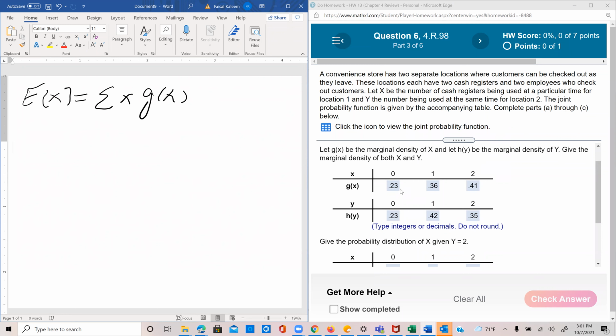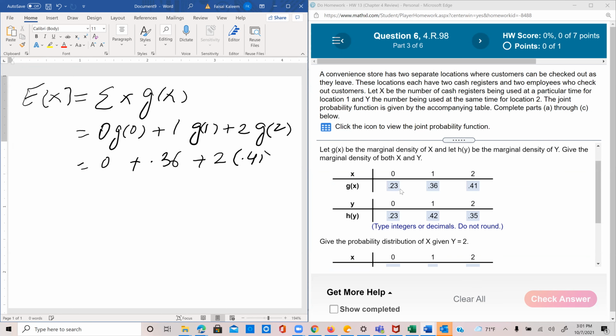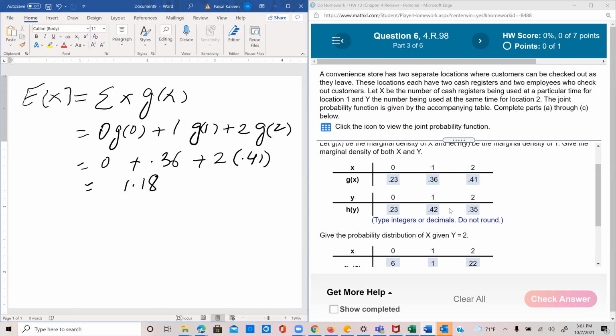So it would be 0 times g of 0 plus 1 times g of 1 plus 2 times g of 2. So this is 0 plus 1 times g of 1, which is 0.36, plus 2 times 0.41. So 0.82 plus 0.36 is 1.18. So that's E of x.